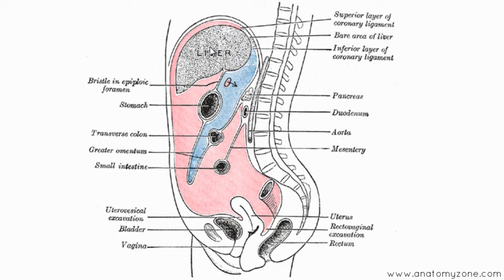So the liver has various ligaments which attach from its surface to the diaphragm and also to the anterior abdominal wall. And these ligaments aren't like ligaments in joints which connect bones to bones. These ligaments are folds of peritoneum and they anchor the liver into place.